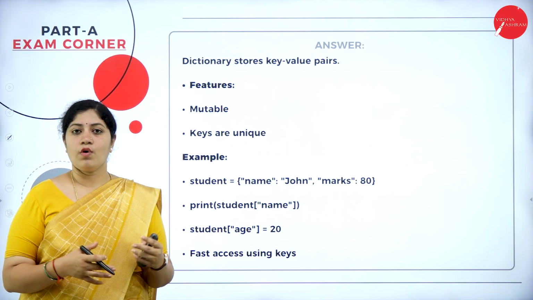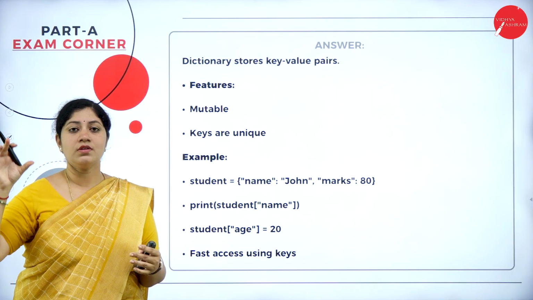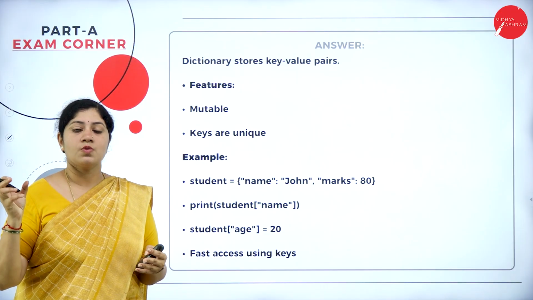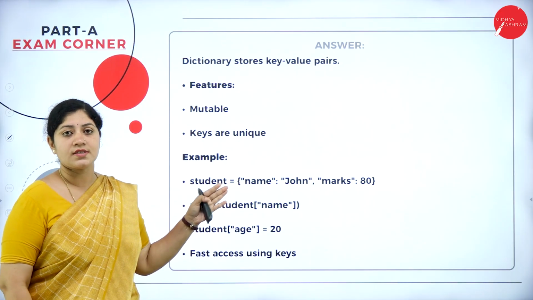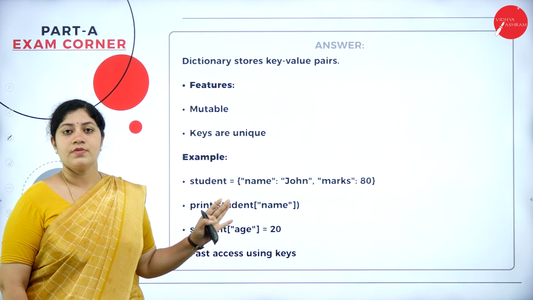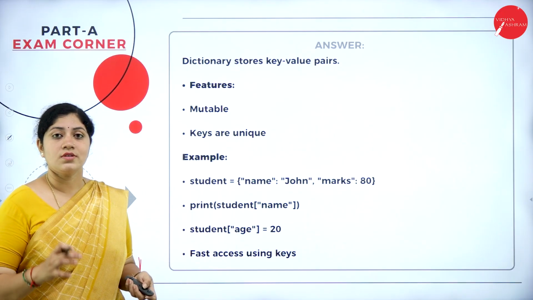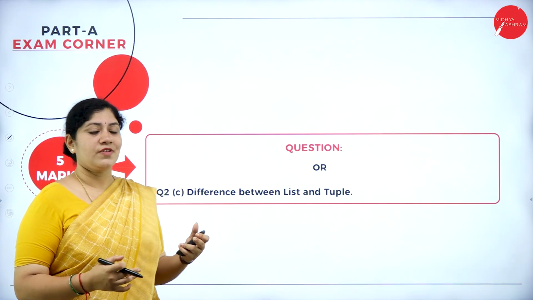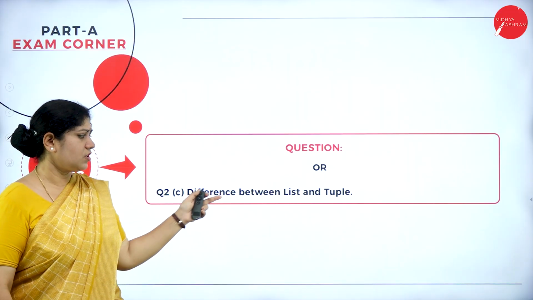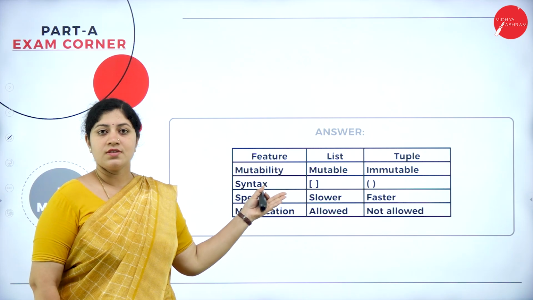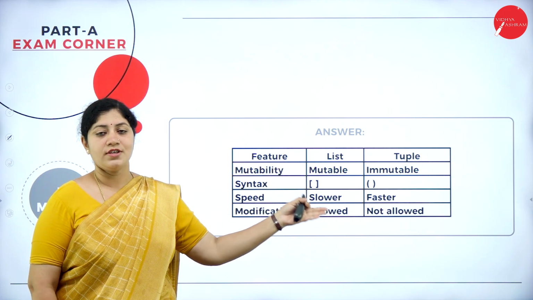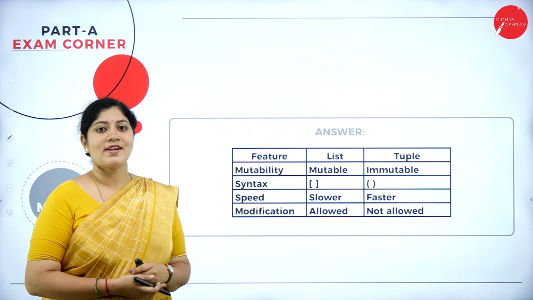And the main thing we can say here is whatever values we define are easily accessible because of the unique keys that we consider. So this is all about a simple dictionary. Let's go with the next question, that is mention the difference between a list and a tuple. Let's see the features based on which lists and tuples are classified.